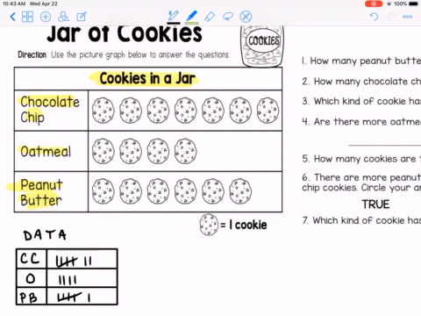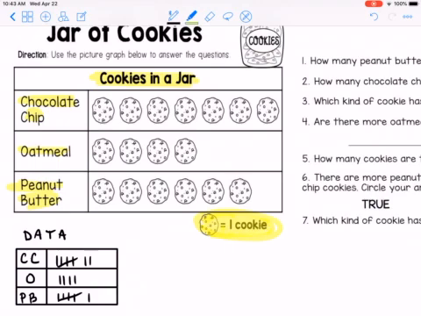Something super important is our key. The key tells us how much each of the pictures in a picture graph is worth. See if you can spot the key. Where do you think it is? Where it tells us how much each cookie is worth. If you said right here, you are correct.